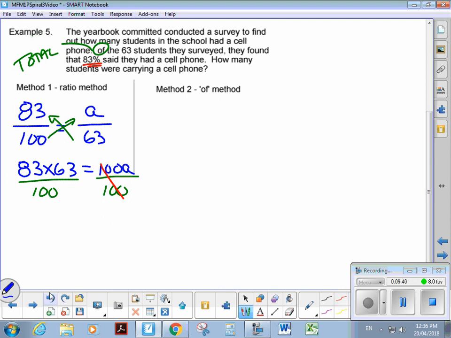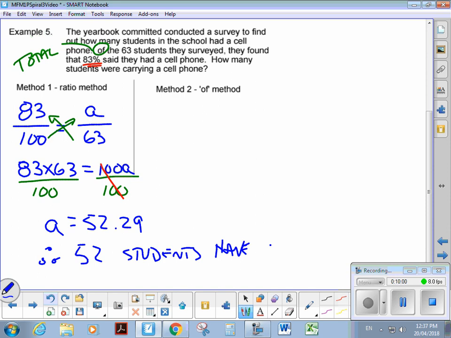So I do 83 times 63 divided by 100, and we get A equals 52.29. We cannot have 0.29 students, so therefore 52 students have cell phones.